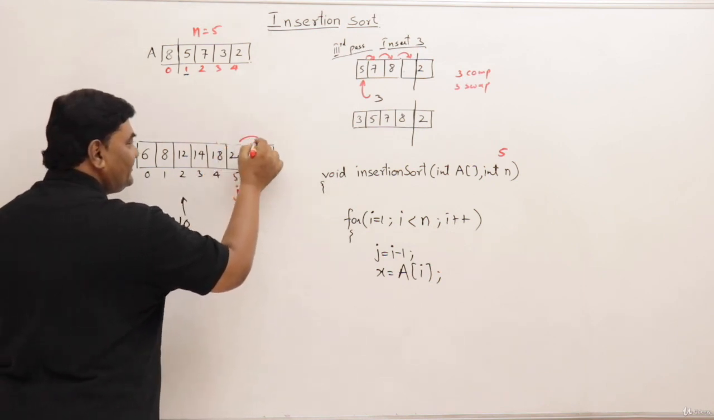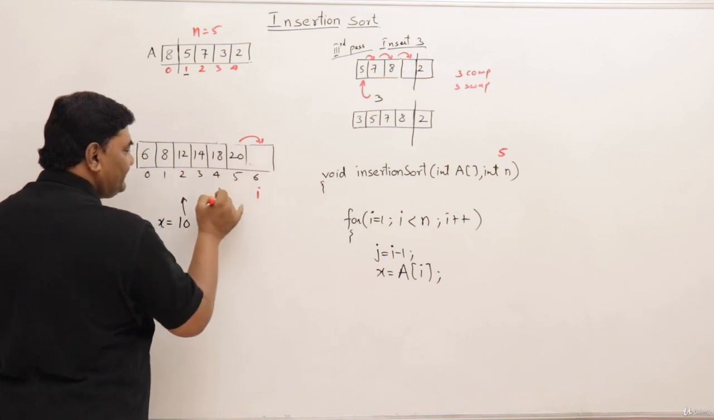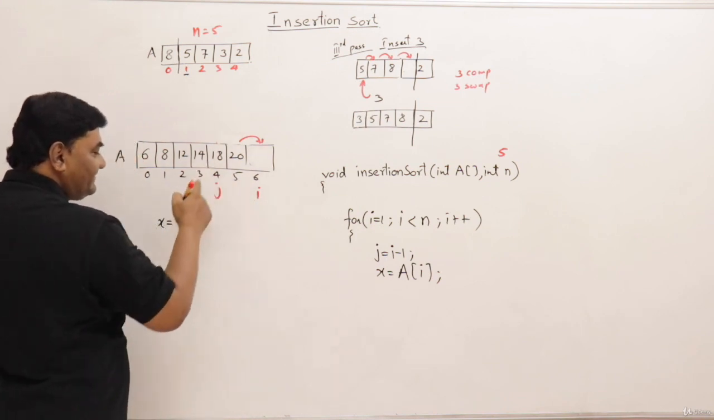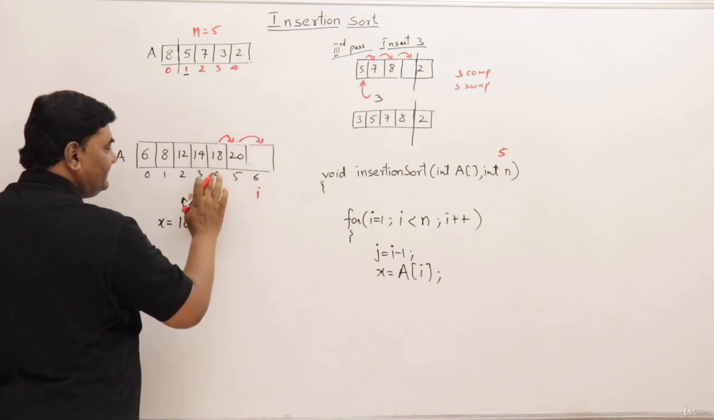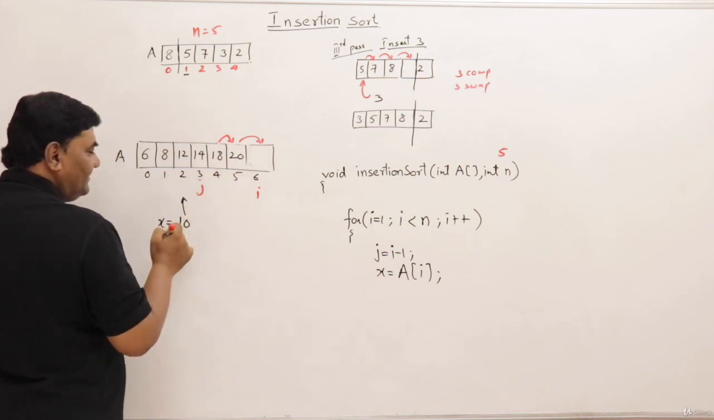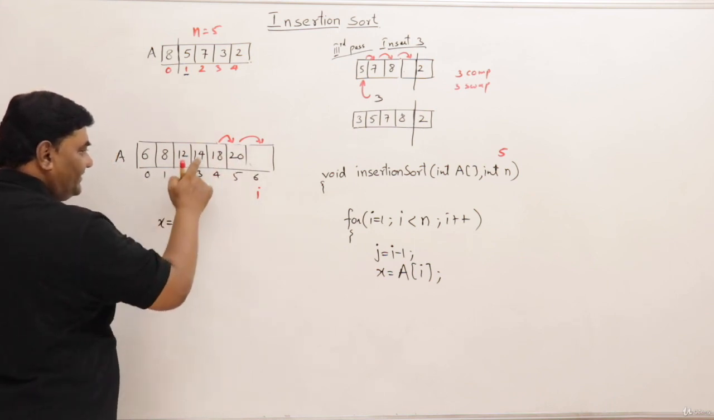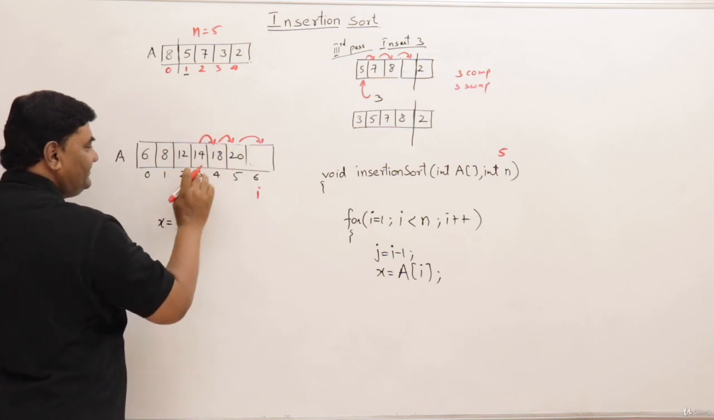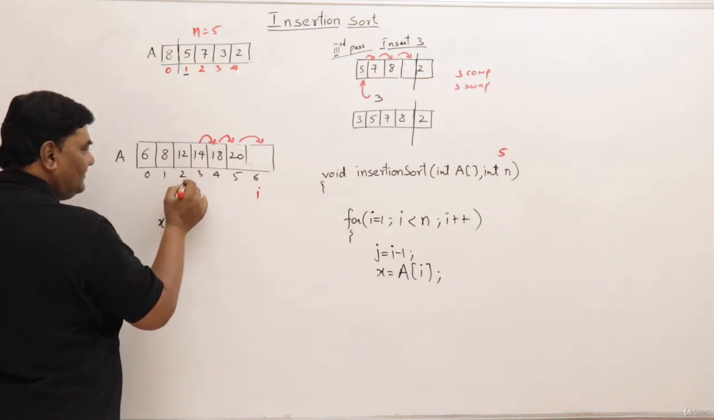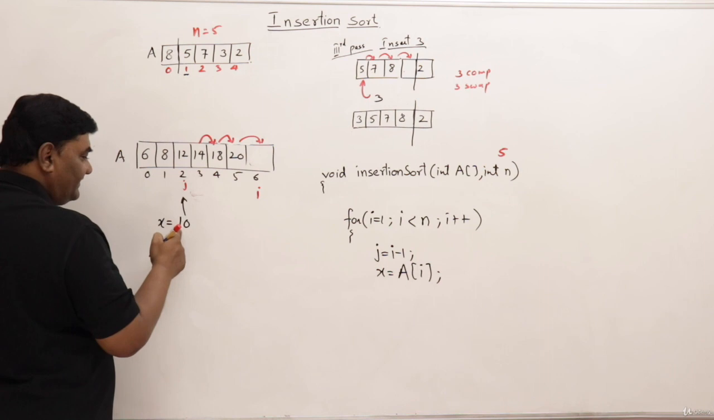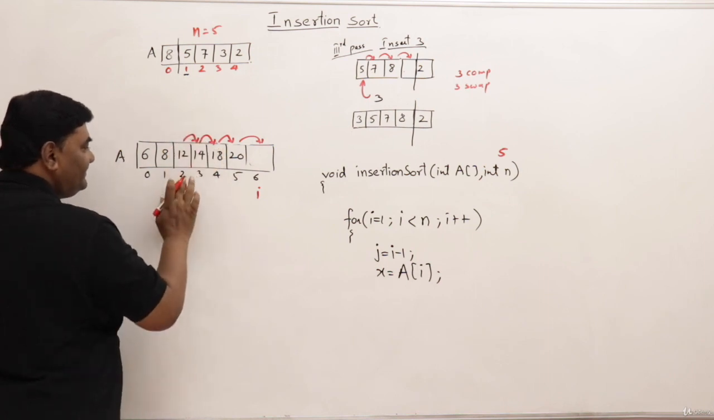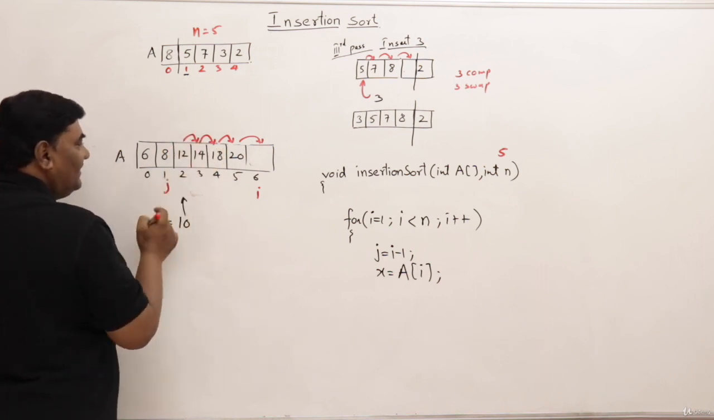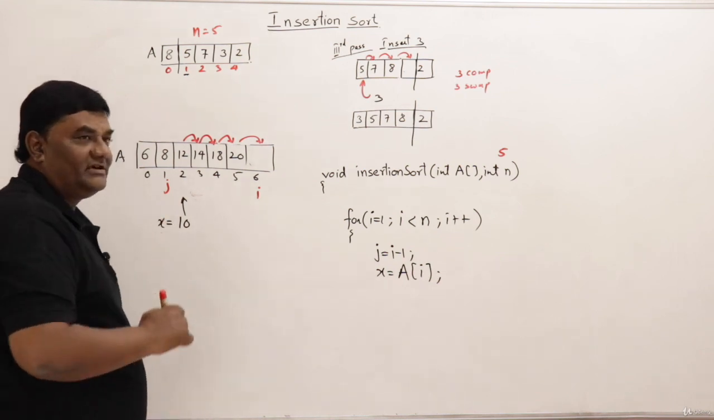This is greater, so shift it and j minus minus. This is greater than this, shift it, j minus minus. This is greater than this one, 10, so shift it, j minus minus. This is greater than this one, so shift it, j minus minus. Now this is smaller, stop.